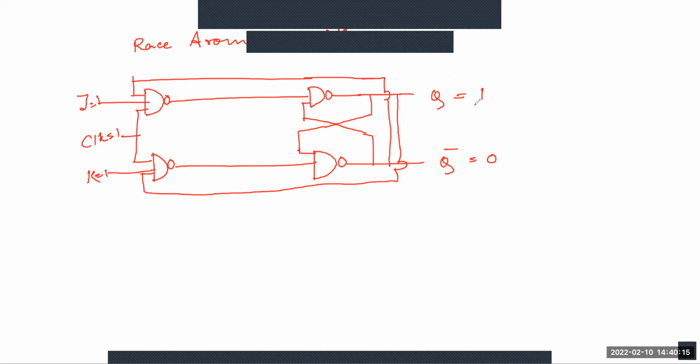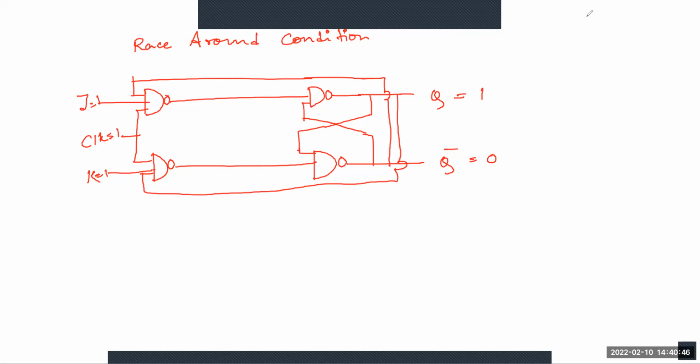Earlier, for the JK flip flop, we assumed that Q equals 0 and Q bar equals 1. But to know the racing condition or race around condition, here we are assuming that Q equals 1 and Q bar equals 0.